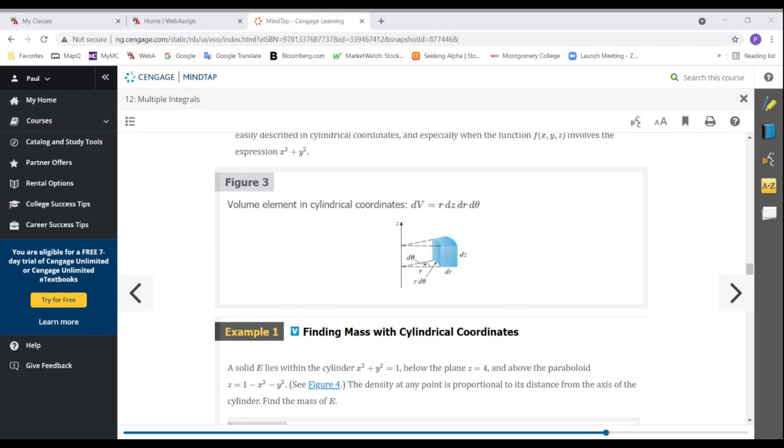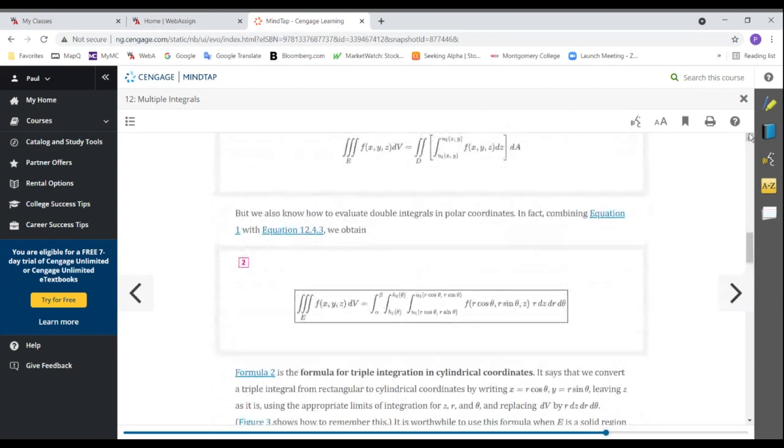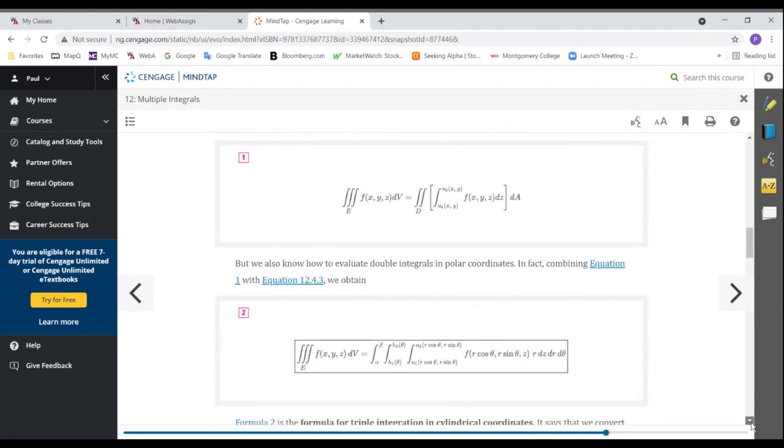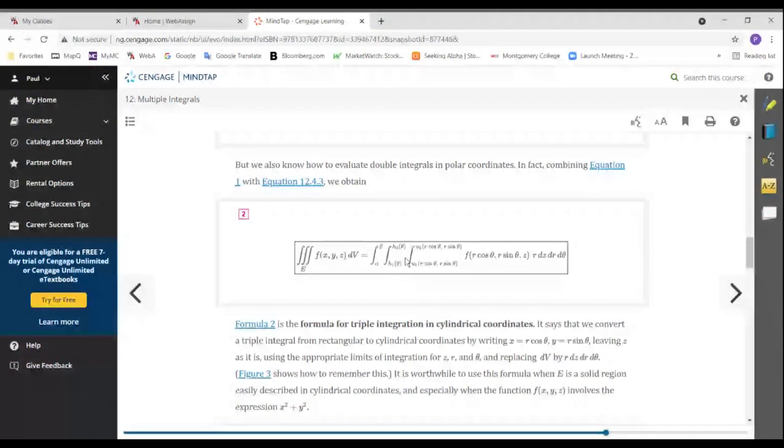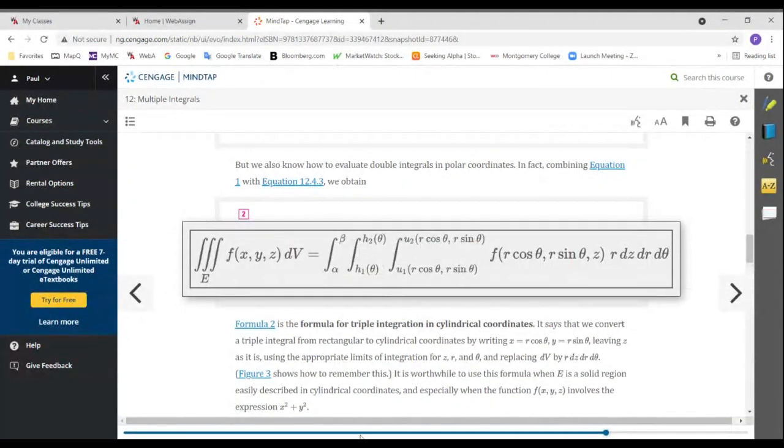Okay, so then if we want to think about using polar coordinates, then your triple integral would have to be written in this format. The dV is r dz dr d theta. X, y, and z are replaced: x is equal to r cosine theta, y equals r sine of theta, and z is z.